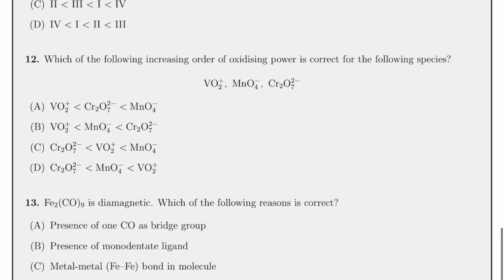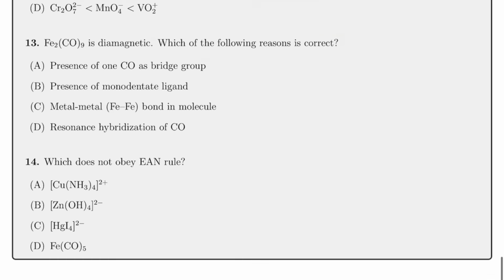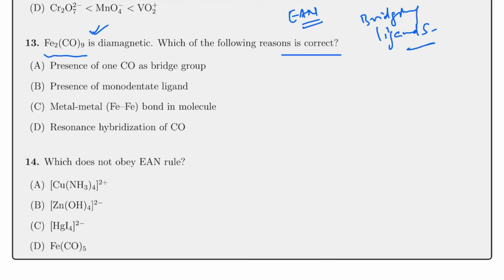Number 12, like oxidizing power, again it's routine stuff. You can see the charges, and based on that you can answer it. Then number 13 is again from ligand, and you know that it's a pretty important compound. Which of the following reasons are correct for this to be diamagnetic? Over here EAN, right? Bridging ligands, right, play a very important role in this. So you just have to take care of all those things to answer this one.